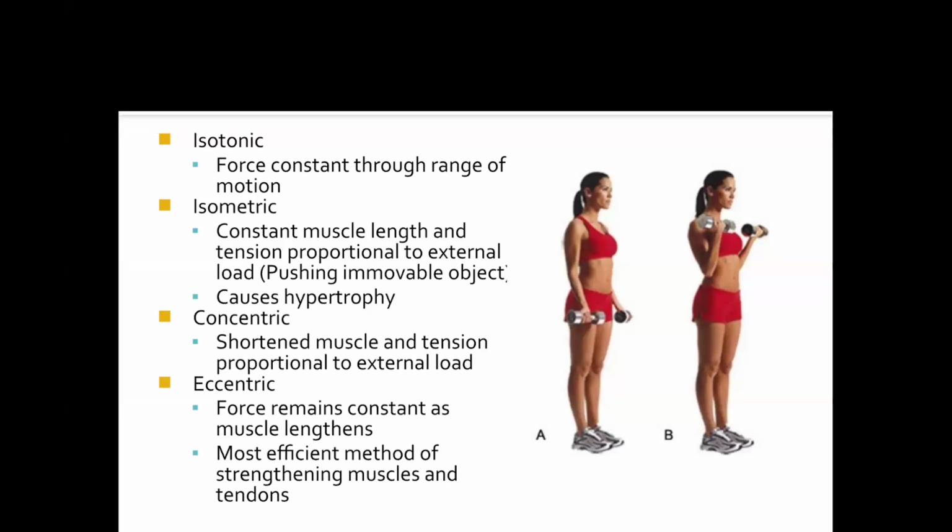Concentric contractions is when your muscle tension is proportional to the external load, so you're actually shortening the muscle fiber, so you're contracting the muscle. And then eccentric is when you're extending that bicep curl and your bicep is lengthening through that range of motion, so the force remains constant as the muscle lengthens. And this is the most efficient method of strengthening muscles and tendons. So that eccentric is very important for those two things.